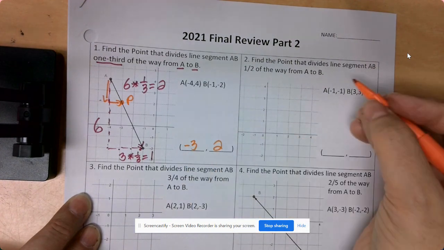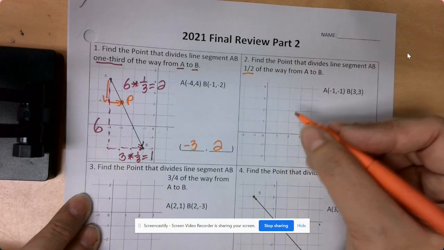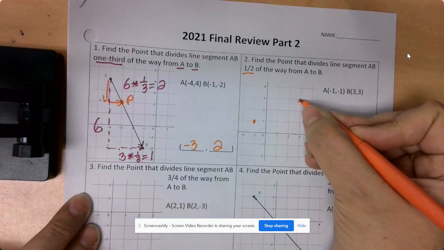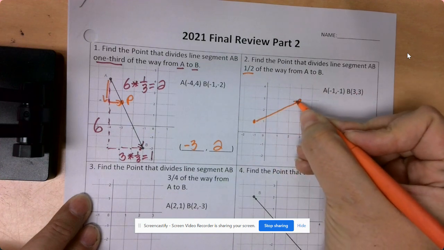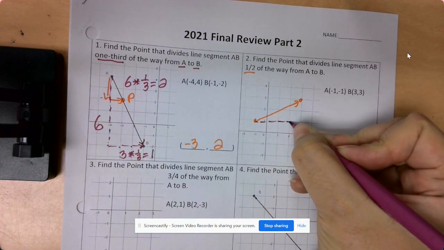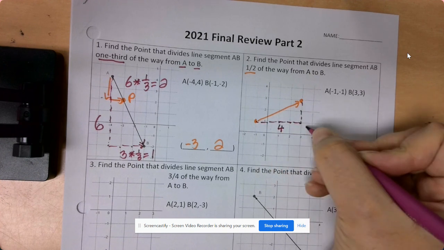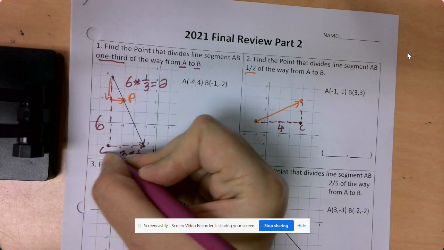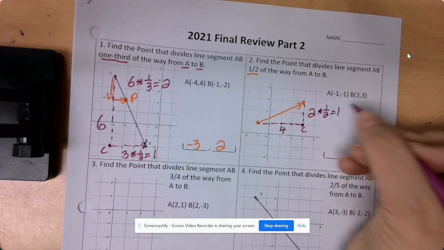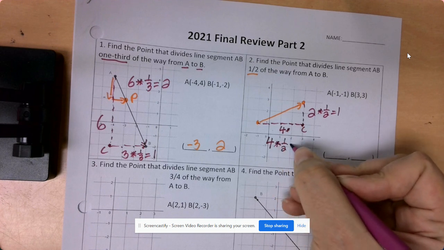Okay, so this says divide the segment that is halfway from A to B, so we have to graph them. Okay, so we're going A to B, and we're going to do our right triangle again. So 1, 2, 3, 4. Point C. And up 2. Half of 2 is going to be 1. Half of 4 is going to give us 2.